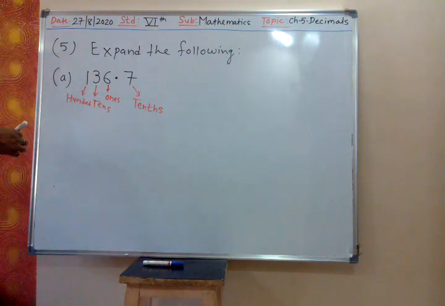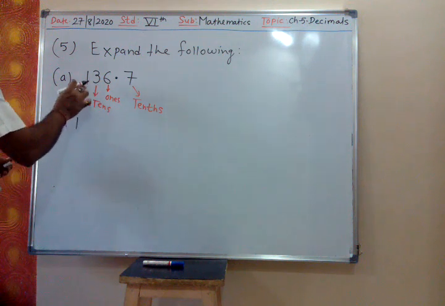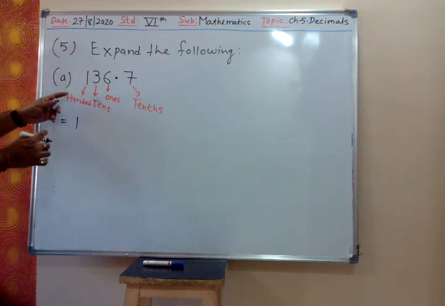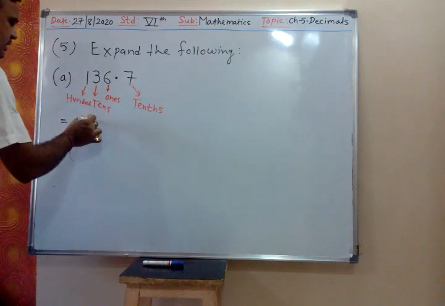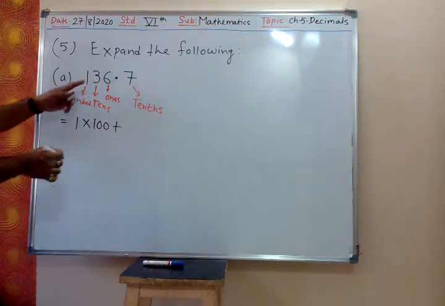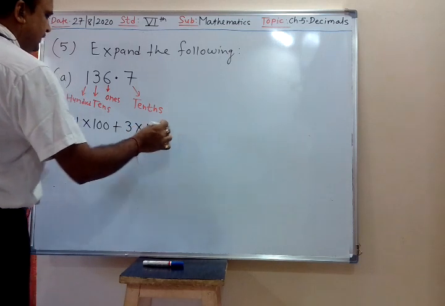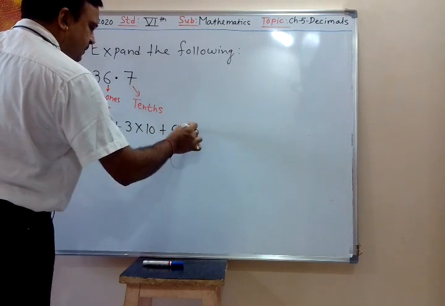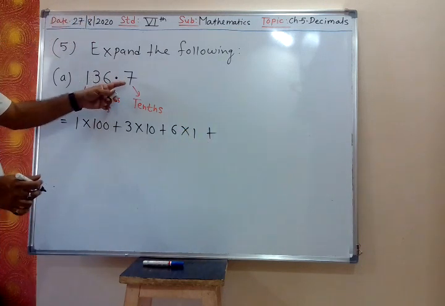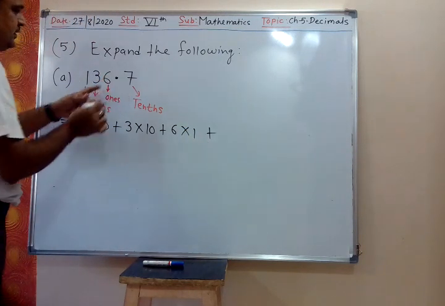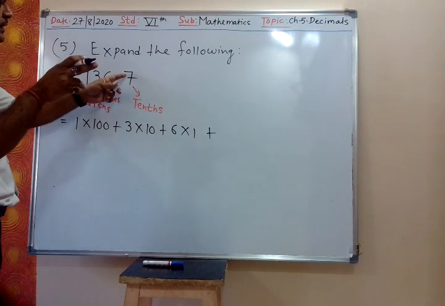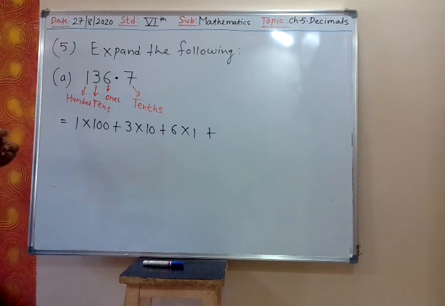So this is how we write in the expanded form. What is the position of 1? Hundreds. So this I can write 1 into 100 plus, what is the position of 3? Tens. So 3 into 10 plus 6 into 1, then plus, now this 7 is after decimal. So after decimal, the first digit will be tenths, because after decimal, if there is one digit, that means it is the tenth position.